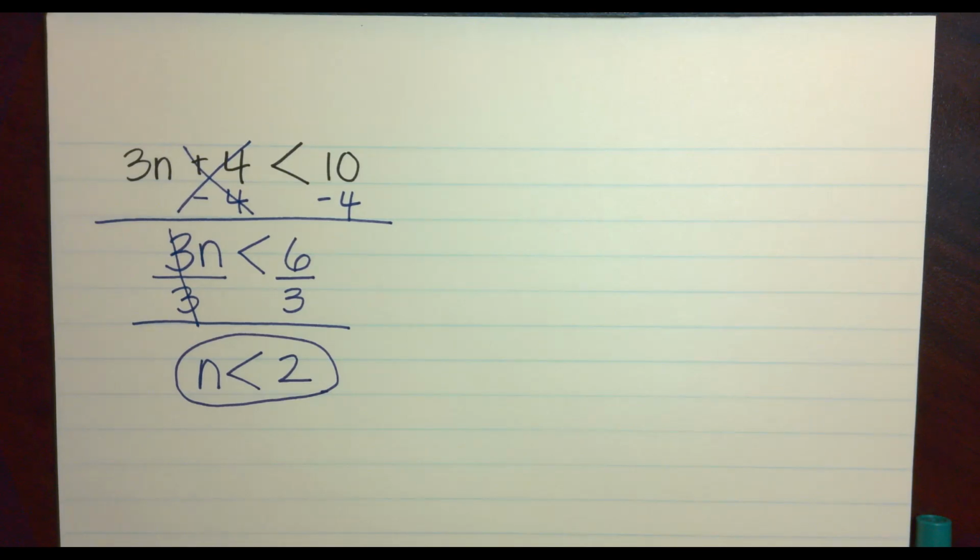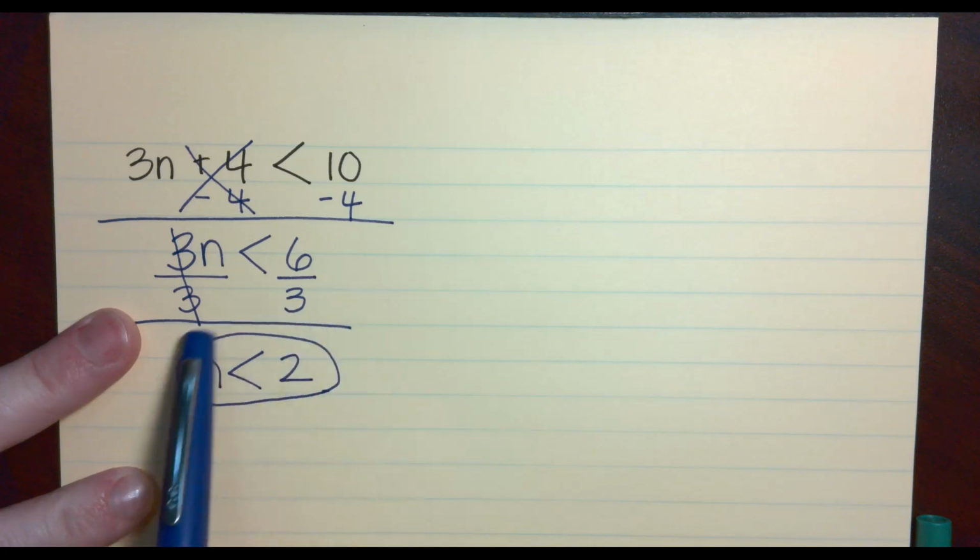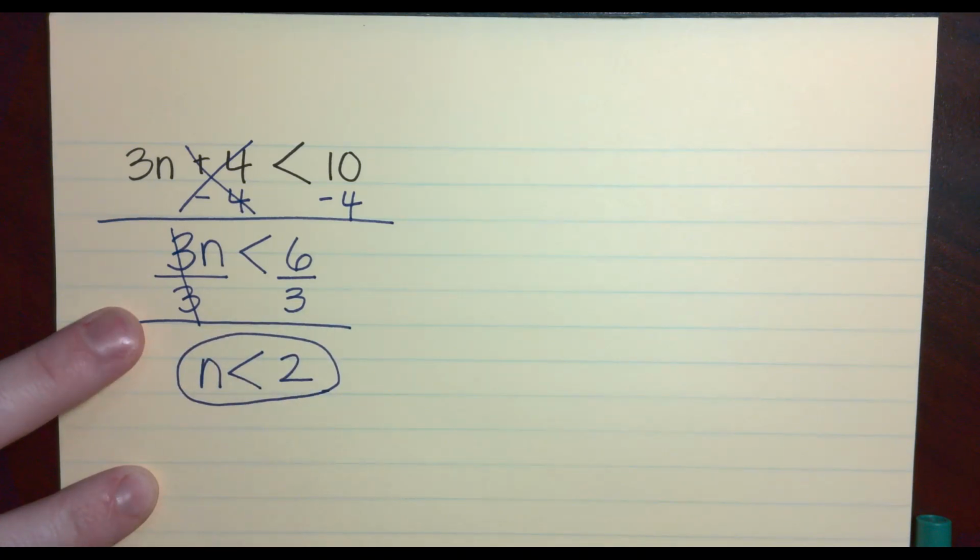It could be 1.99999. That would work. But can it be 2? No. It has to be smaller than 2 because that's what we found in our answer. N is any number that is smaller than 2.